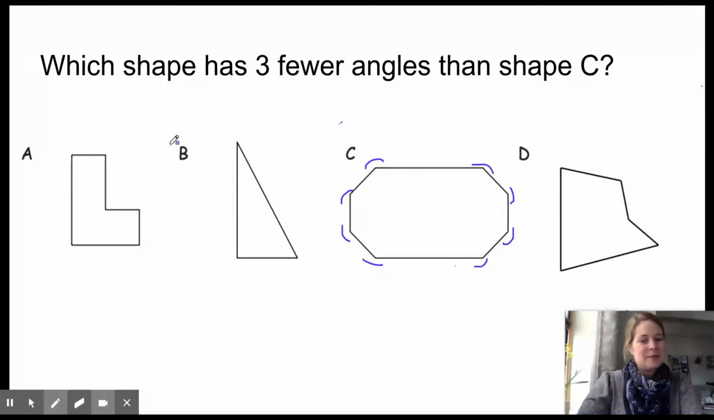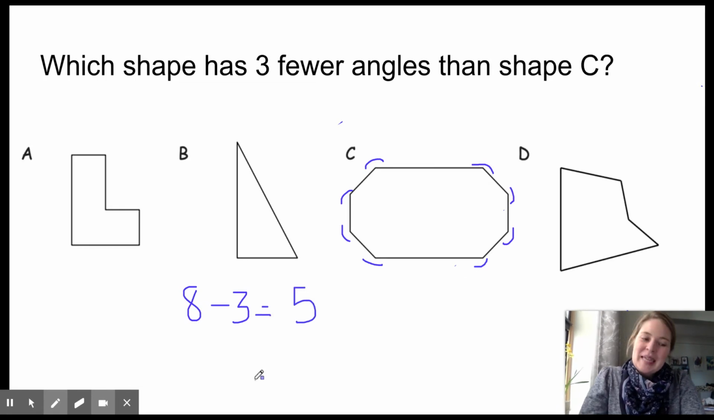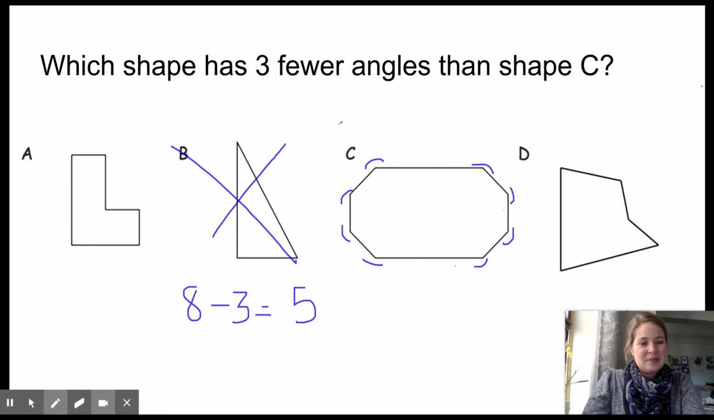Well, it's not going to be B because B, well, let's pause. What is 3 fewer than 8? 8 minus 3, fast math, equals 5. So we know it's not going to be B because B is a triangle, so it has 3 angles. So I'll cross off B. D has 1, 2, 3. Remember to count those inside ones too. 4, 5.